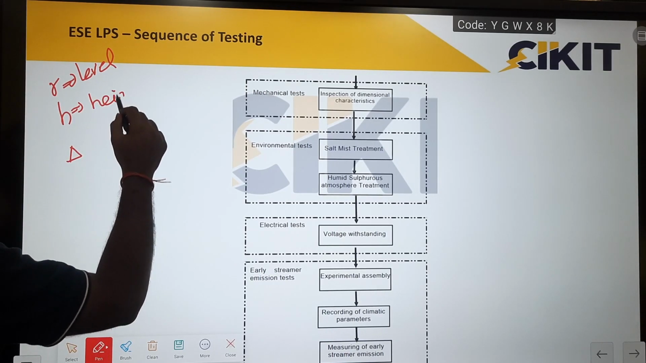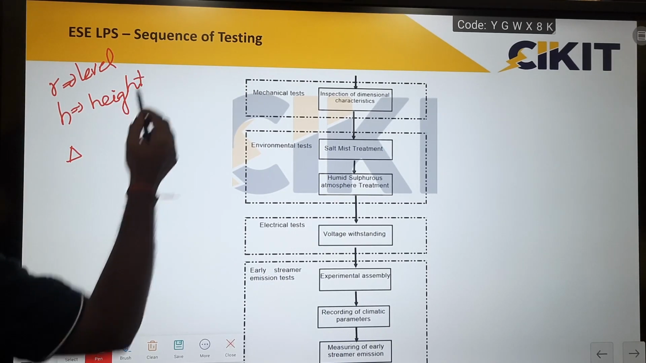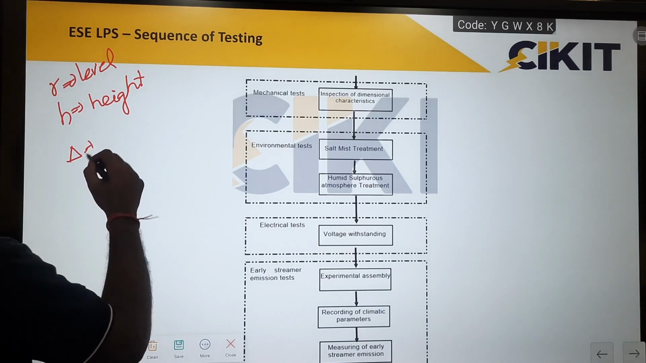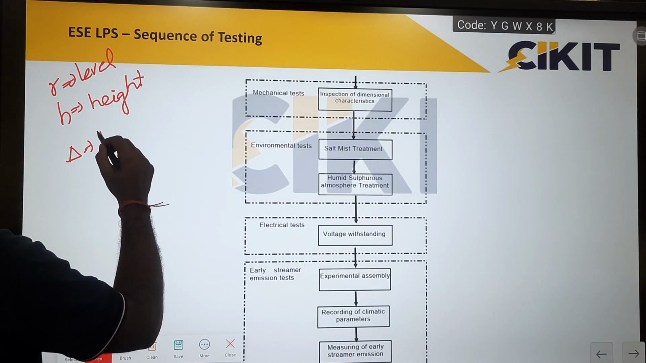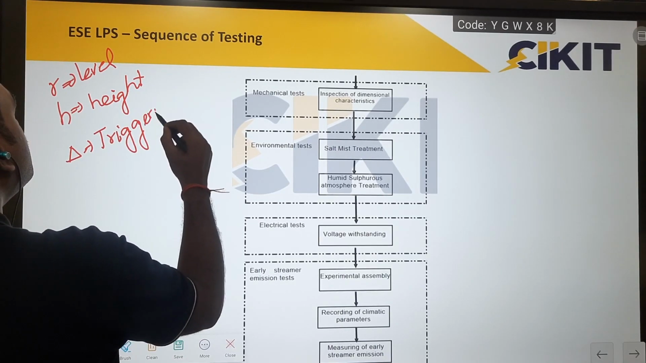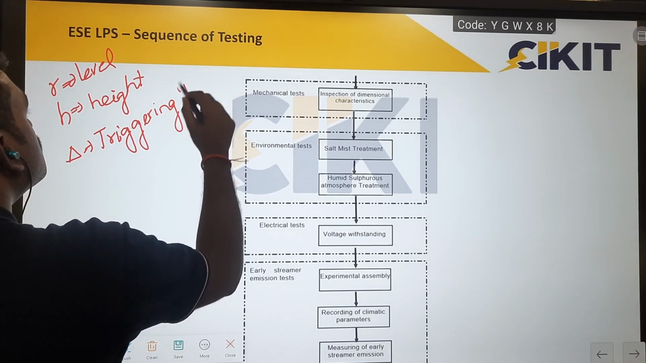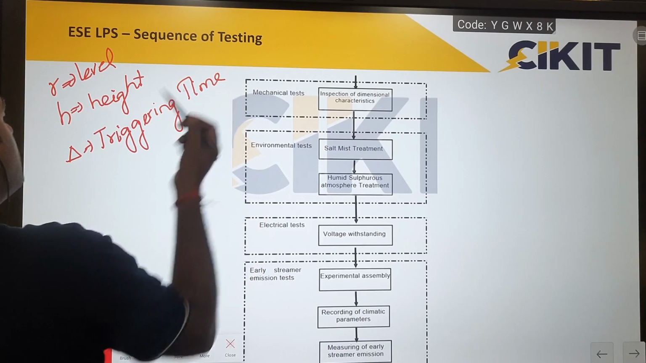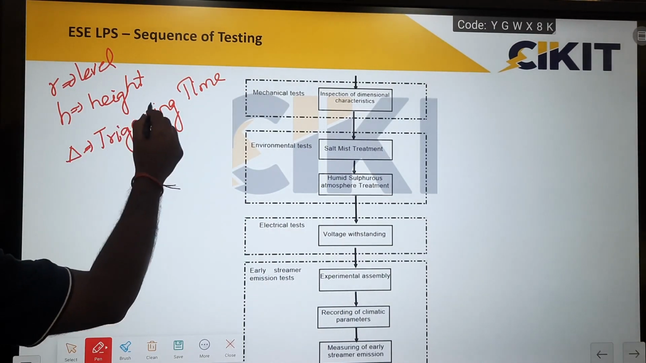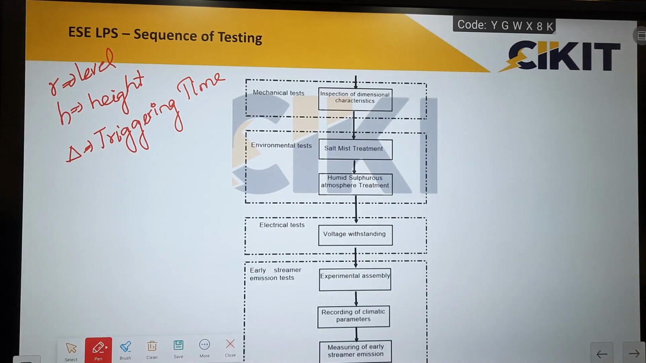So if I am considering a design height of 5 meter, then according to that I can supply the material with a supporting mast of 5 meter. And the third parameter is the triggering advance time. By performing testing, I can verify the triggering advance time. So proper testing has to be done to ensure the sufficient triggering advance time. That is the most important test if you take this kit.